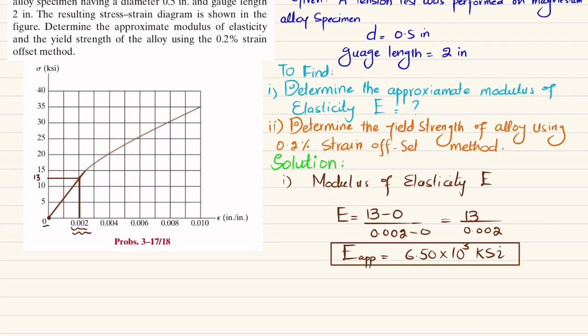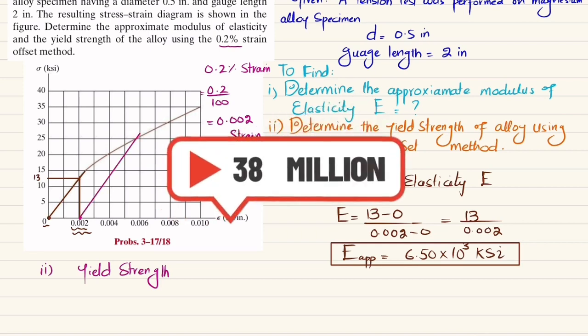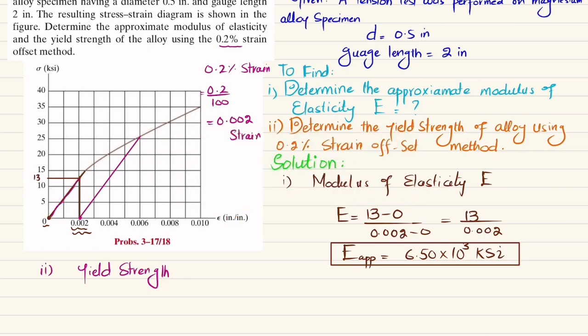Now we'll move towards the second part, which is to find the yield strength. How will you find this yield strength? It is given 0.2% strain. Clear? So 0.2% strain is actually 0.2 divided by 100, and that is equal to 0.002 strain. At this strain, we will draw a line that is parallel to the initial line of this stress strain curve. You can see this, we will draw a parallel line.